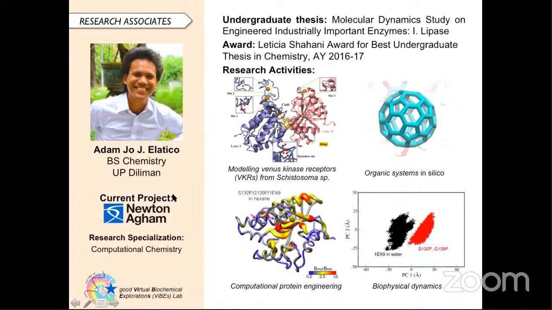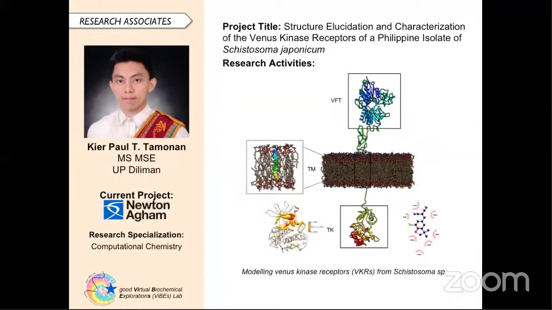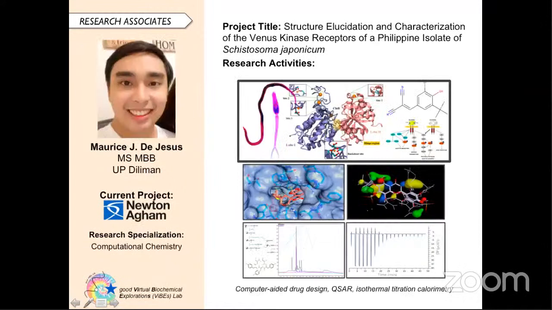So, for example, Adam is working on PKR, or this is a drug for schistosomiasis. Okay, gumagawa din siya ng computational protein engineering. Itong sa BKR is in collaboration with Imperial College London under the Newton program. And then, si Kier din tumutulong more on the complexity of the entire machinery of the BKR. So, merong extracellular, intracellular, and the entire ensemble.